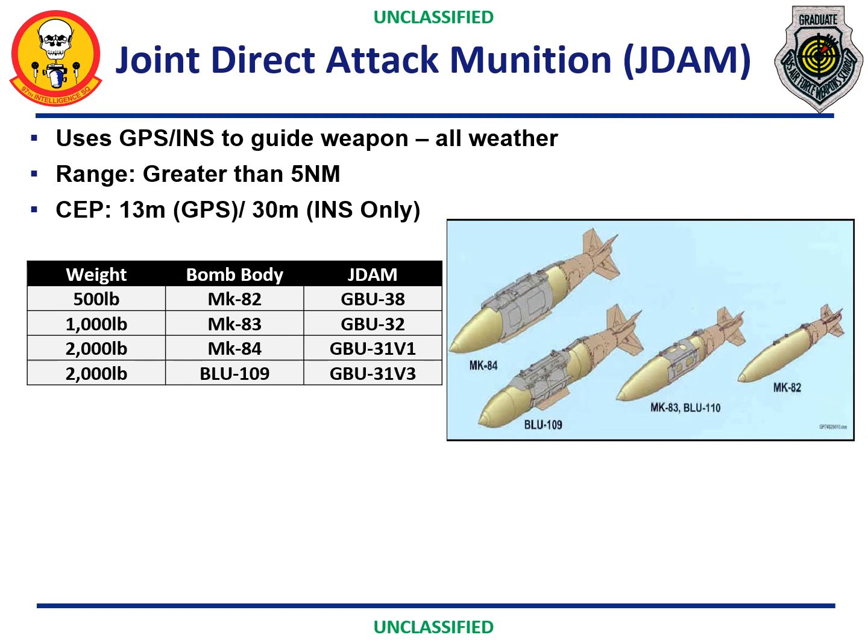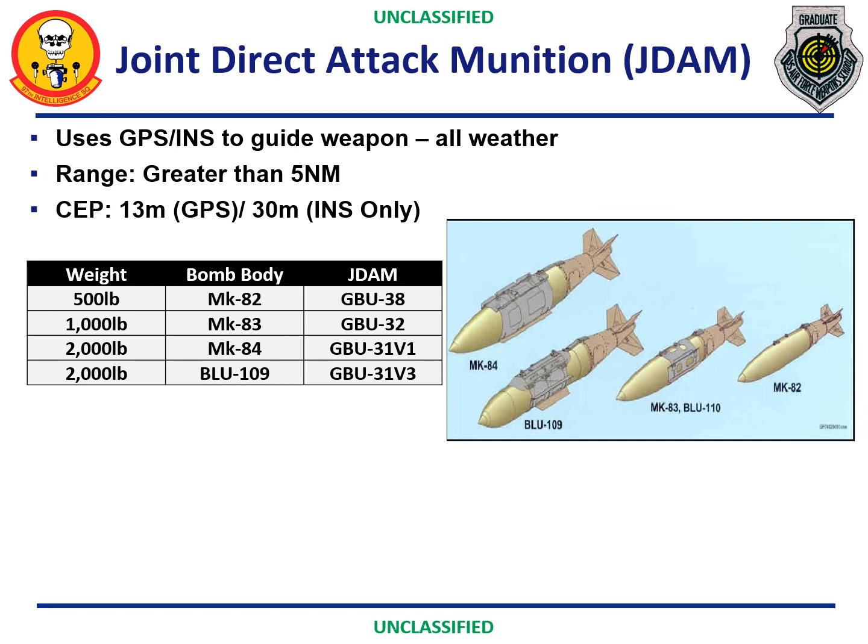JDAMs use GPS or INS to guide the weapon, which makes it all-weather capable. As with the laser-guided bombs, the JDAMs have the same bomb body, explosive filler, and fuses. However, the tail kit is a little bit different, as the tail kit houses the INS GPS receiver for the guidance system. JDAM nomenclature can be seen on the left. So if you have a Mark 82 bomb body with a JDAM kit on it, it becomes a GBU 38. Then a Mark 83 becomes a GBU 32, and then a Mark 84 and a Blue 109 become a GBU 31 V1 and a 31 V3 respectively.